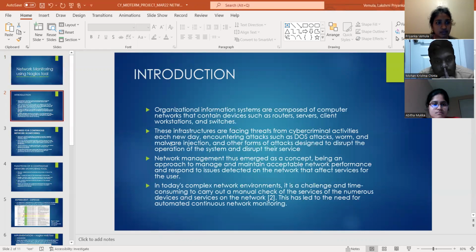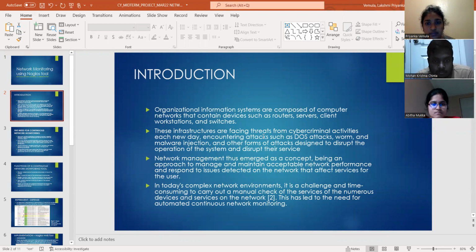Introduction. Organizational information systems are composed of computer networks that contain devices such as routers, servers, client workstations, and switches. These infrastructures face threats from cybercriminal activities each new day, encountering attacks such as DoS attacks, which are called denial of service attacks, swarm, and malware injection, and other forms of attacks designed to disrupt the operation of the system as well as disrupt their service.